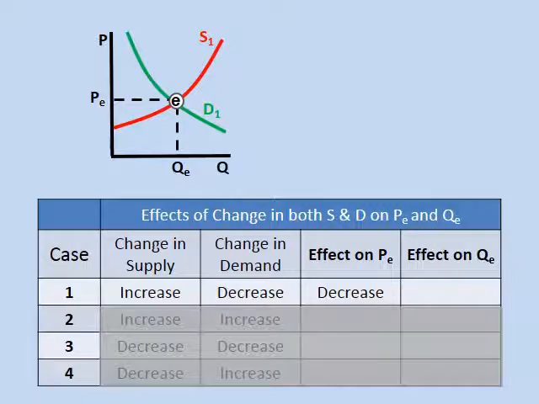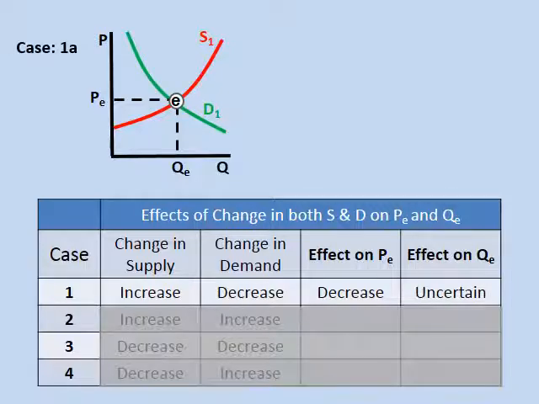But an increase in supply is going to mean there's more quantity of corn around, but a decrease in demand will be a decrease in the quantity. So we're not sure in case number 1 what the impact will be on our equilibrium quantity. We're not certain.